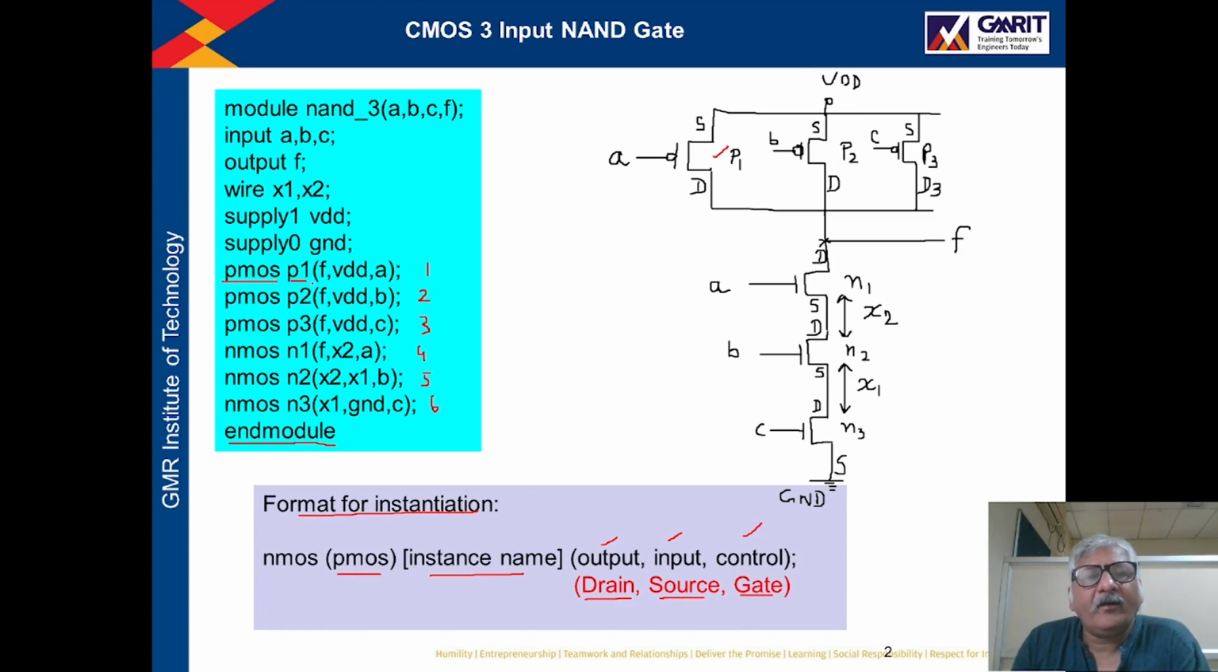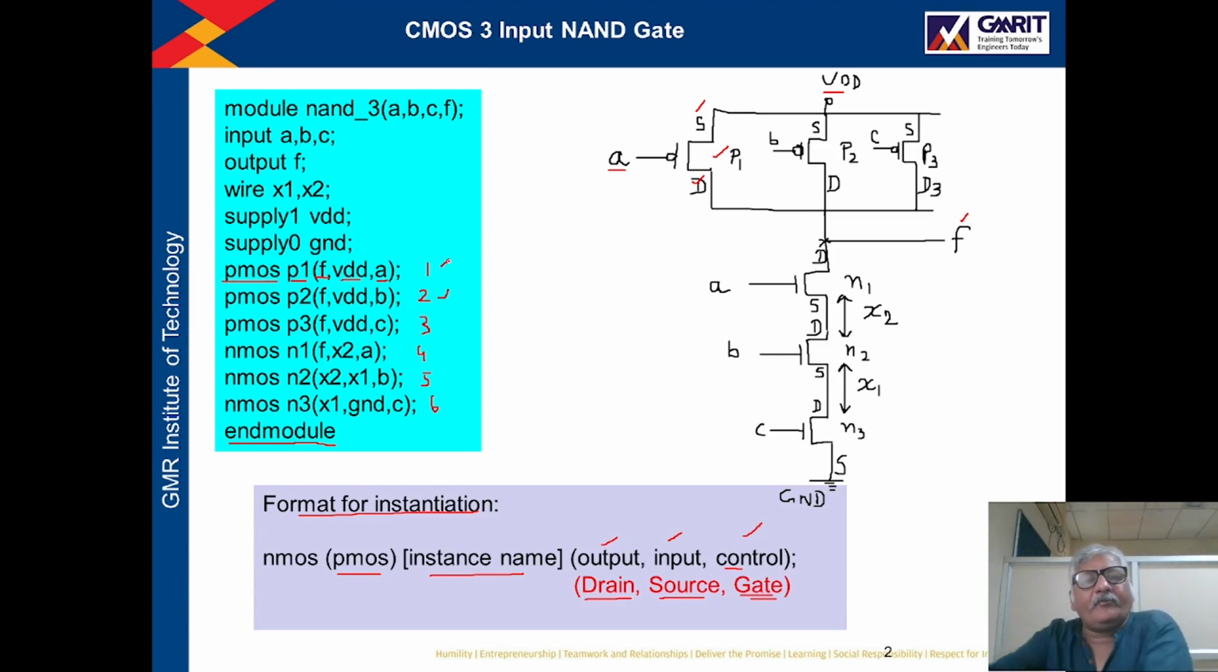So the drain of P1, this is the drain of P1. It is connected to this F. So I have written here this F. Then source of the P1, this is source. Source of P1 is connected to VDD. So this is VDD. And then gate, third terminal is gate of P1, which is connected to A. This is A.